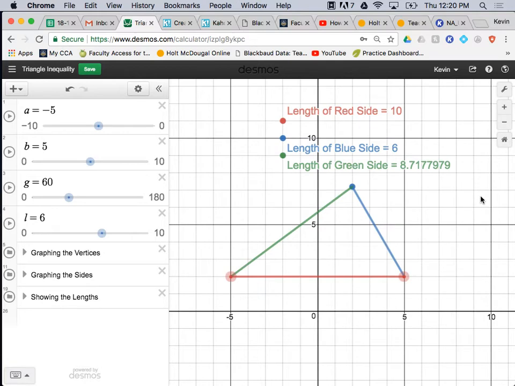So it's bigger than 10, right? What do I notice about this? 10 plus 6 is 16, which is bigger than 9, right? And then 10 plus 9 is 19, which is bigger than 6, right? So if I add up any of the two sides, they're longer than the third side.